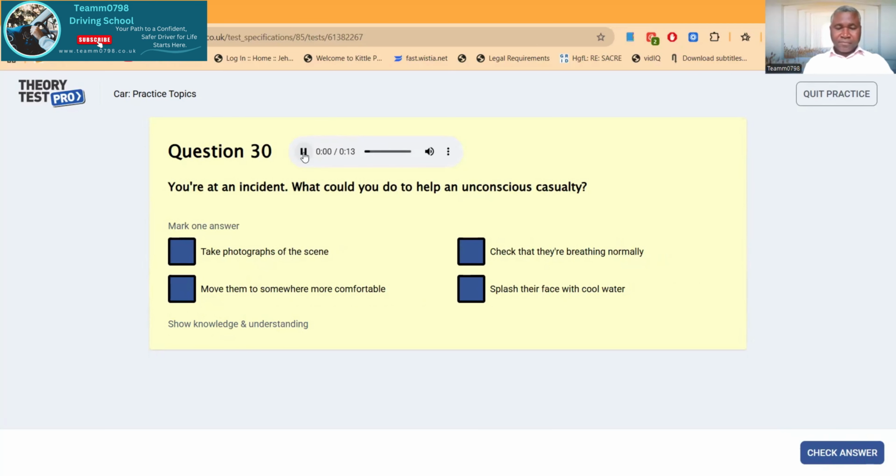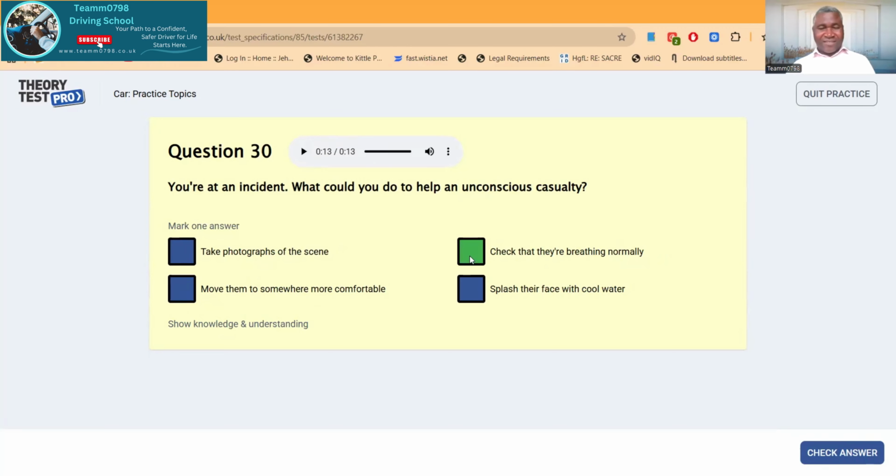You're at an incident. What could you do to help an unconscious casualty? Take photographs of the scene. Check that they're breathing normally. Move them to somewhere more comfortable. Splash their face with cool water. I think up to now you can understand the correct answer. Check that they are breathing normally.